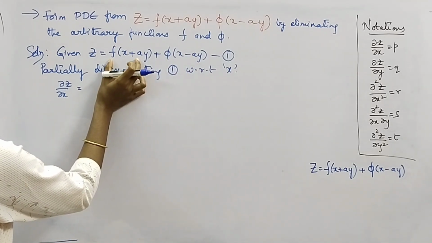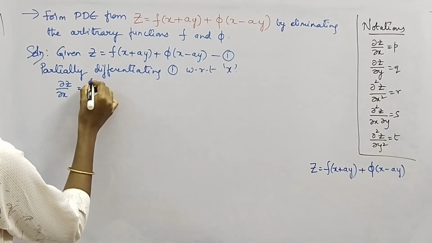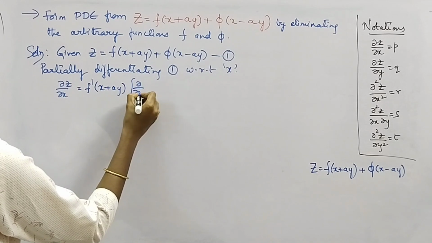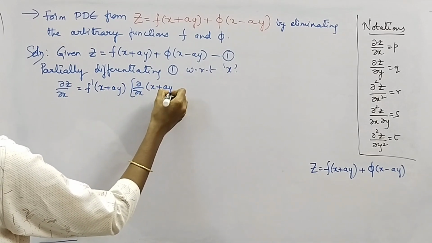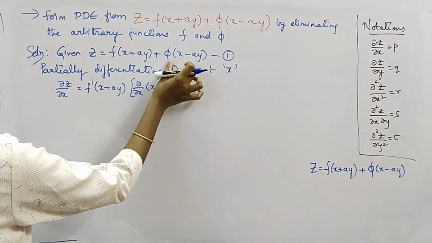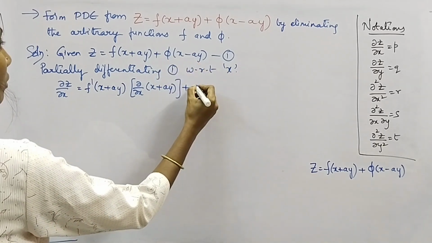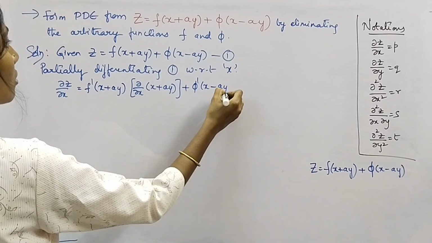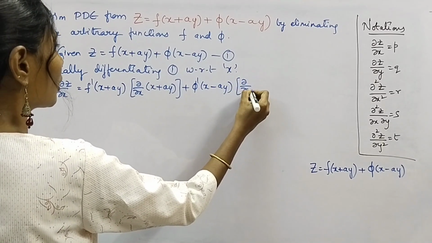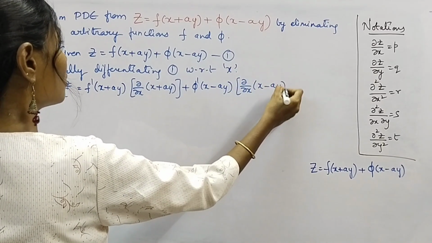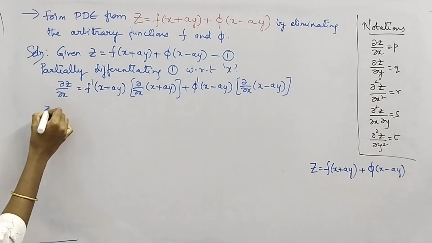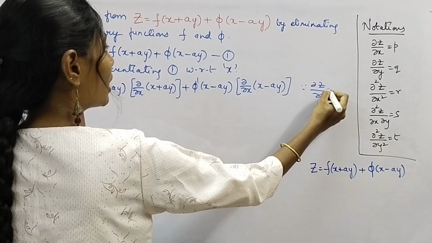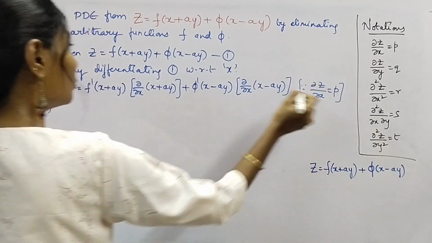Partial derivative of f of x plus ay with respect to x is f dash of x plus ay into inner derivative, that is dou by dou x of x plus ay, plus partial derivative of phi of x minus ay with respect to x is phi dash of x minus ay into inner derivative dou by dou x of x minus ay. We know that dou z by dou x can be replaced by the notation p.